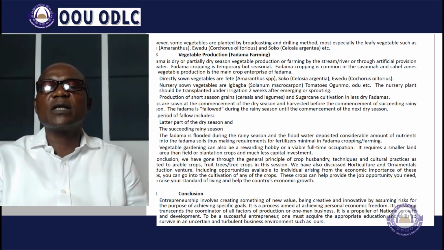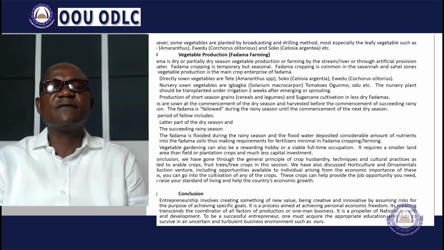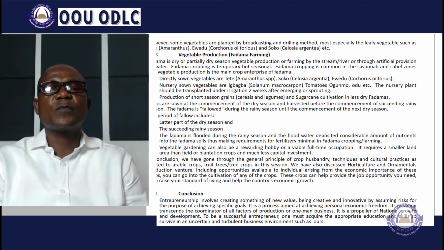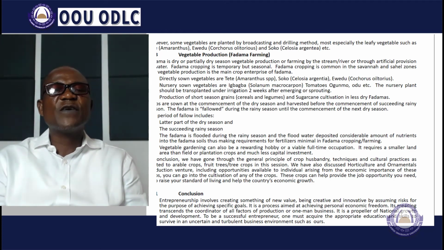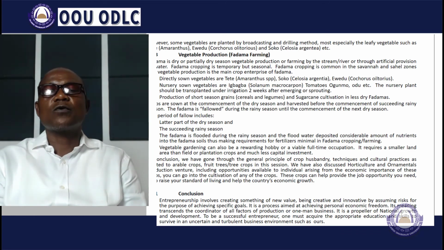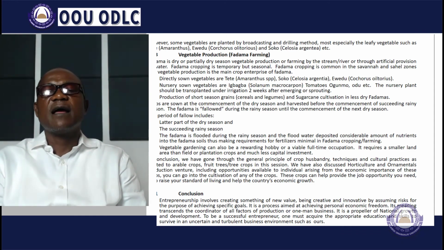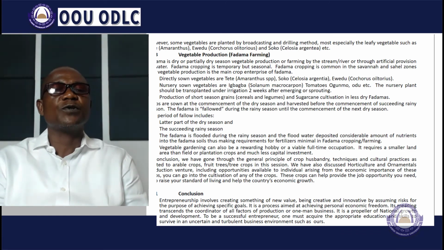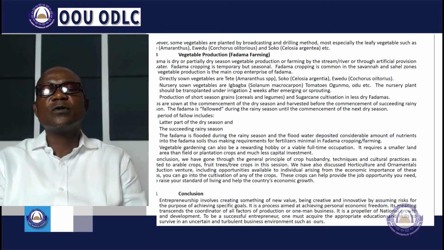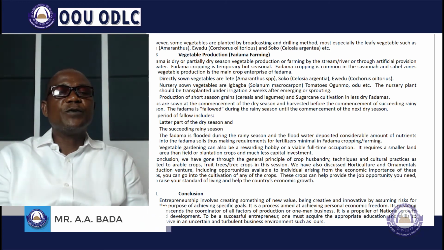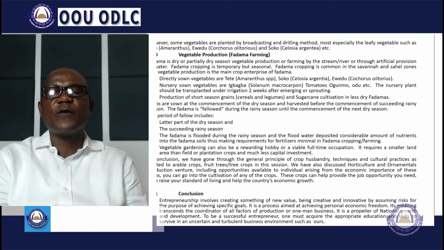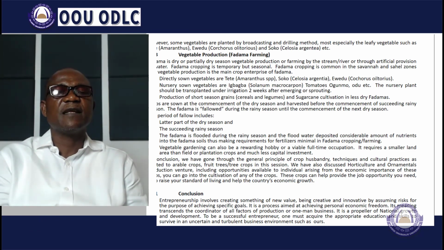Fadama cropping is common in the savanna and Sahel zones, and vegetable production is the main crop enterprise of Fadama. Directly sown vegetables are tete, shoko, ewedu. Tete is amaranthus species, shoko is celosia argentea, ewedu is corchorus olitorius. Nursery sown vegetables are igba, solanum macrocarpon, tomatoes, lycopersicum species, etc. It should be noted that crops are sown at the commencement of dry season and harvested before the commencement of succeeding rainy season in Fadama production.